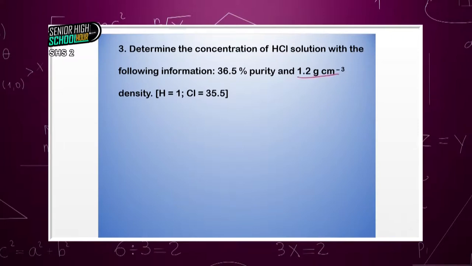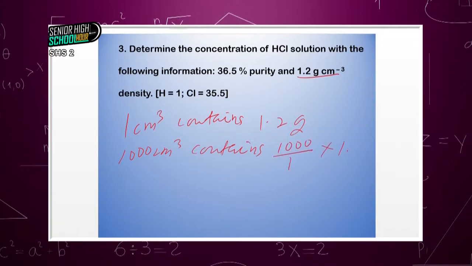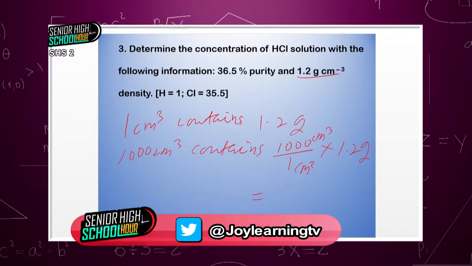the density. So 1.2 grams per cm cubed. It means 1 cm cubed contains 1.2 grams of HCl in a Winchester bottle. So 1000 cm cubed contains how much? So I have 1000 on 1 times 1.2 grams. This is cm cubed, this is cm cubed, so it will cancel out, right? Yes. So what do we have there?